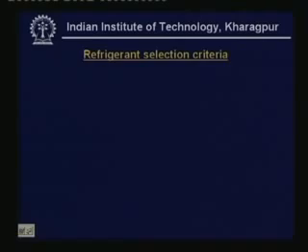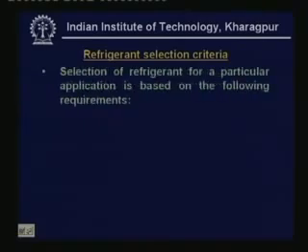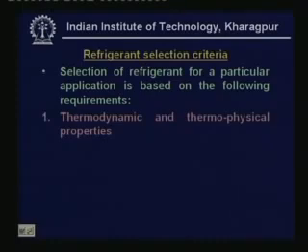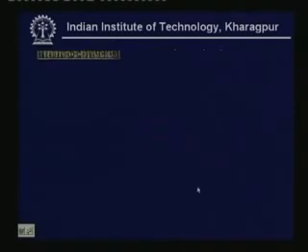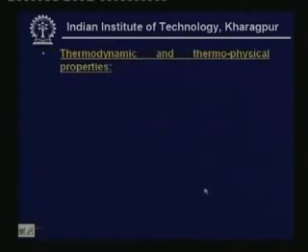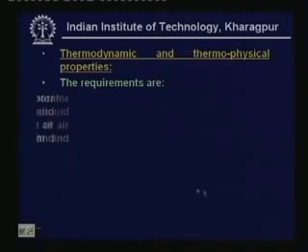Let us look at refrigerant selection criteria. Selection of refrigerant for a particular application is based on the following requirements. The first requirement is thermodynamic and thermophysical properties. Second requirement is environmental and safety properties, and finally the third requirement is economics. So first let us look at the first requirement, that is thermodynamic and thermophysical properties. The requirements are like this.